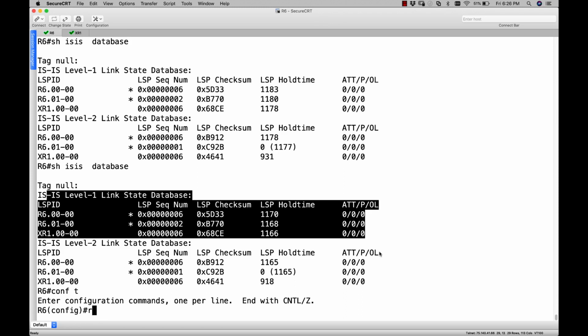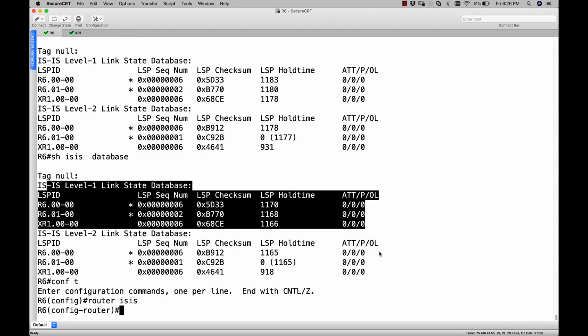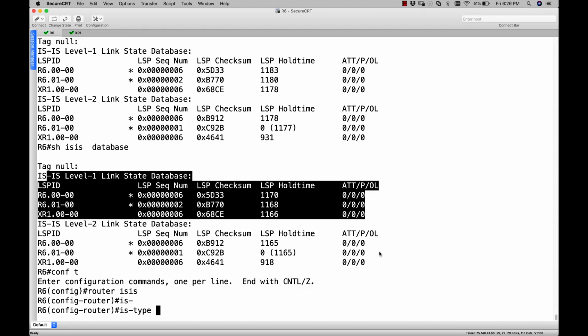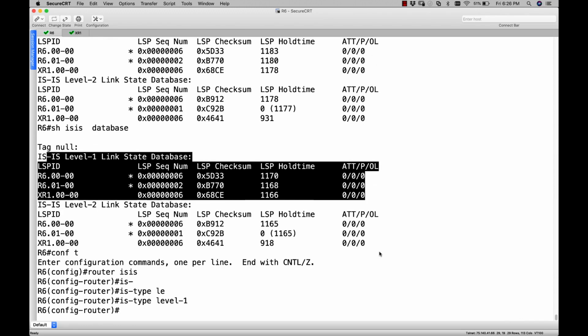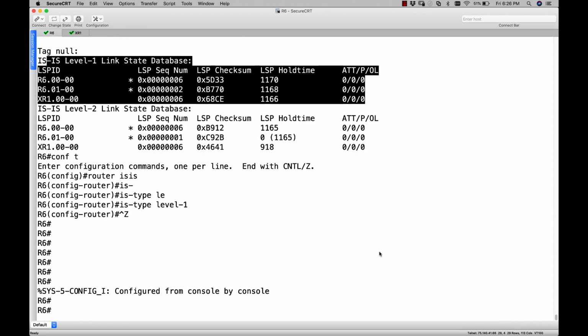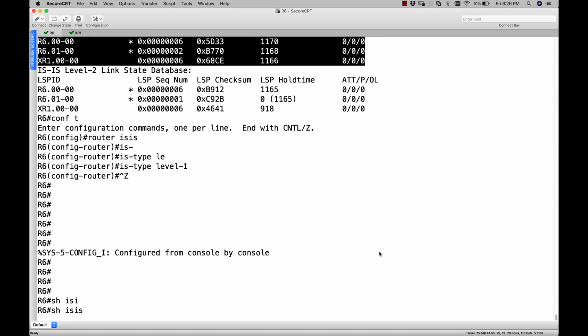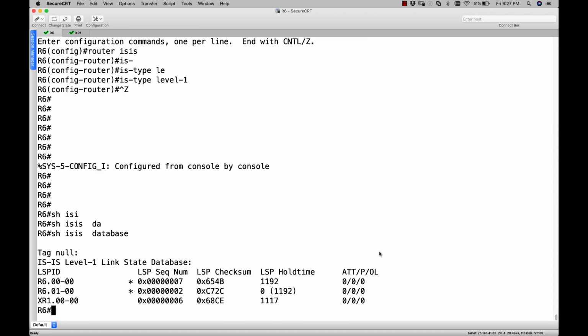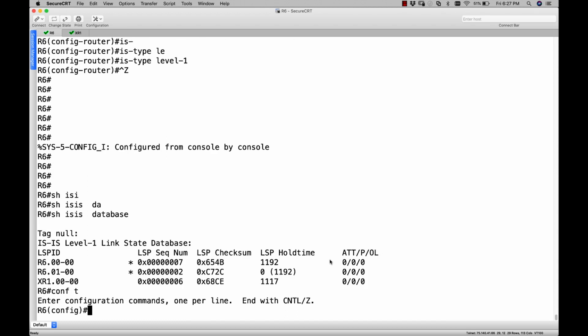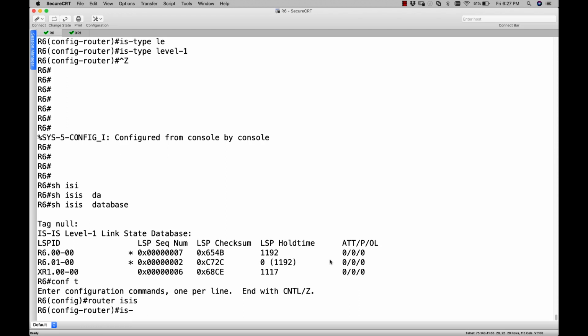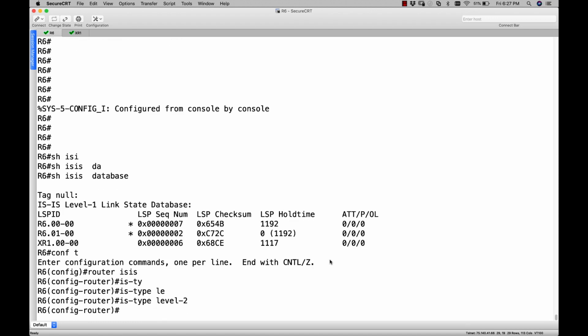So if I go back to my router and say globally IS type level 1, then it should only show me level 1 information. In show ISIS database, it should only contain level 1 information, which you can see here, there's no level 2 information anymore. Let me in fact go and change this to be just level 2. So router ISIS and say IS type level 2.